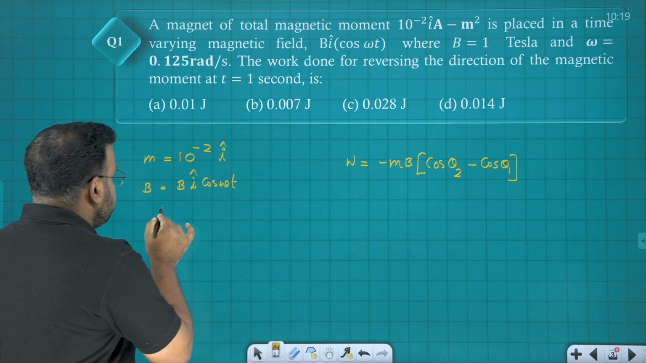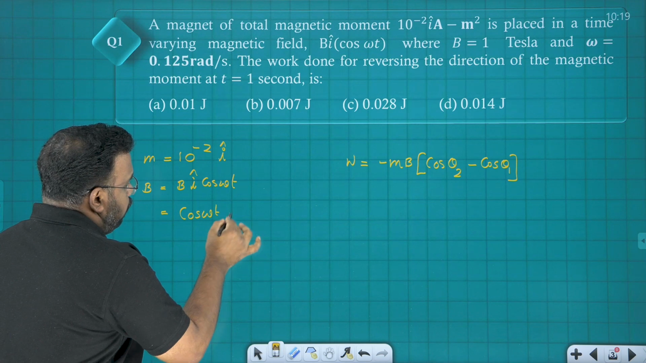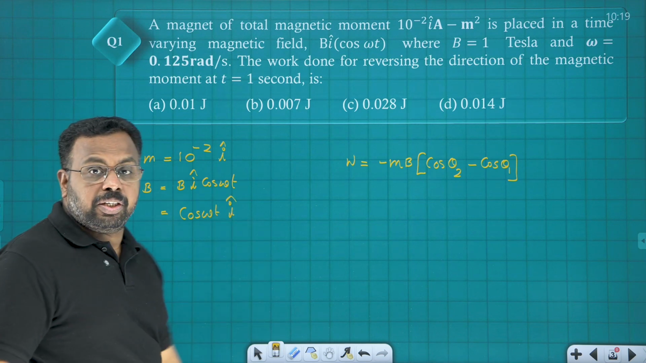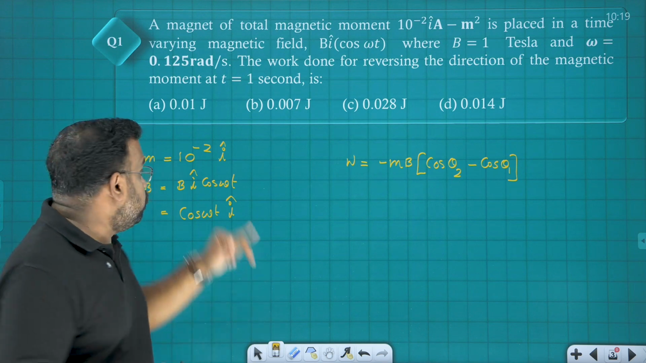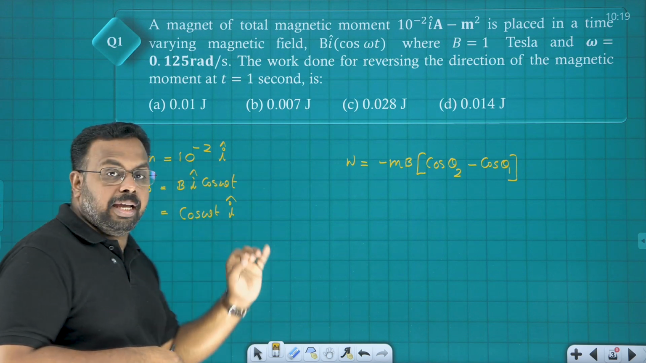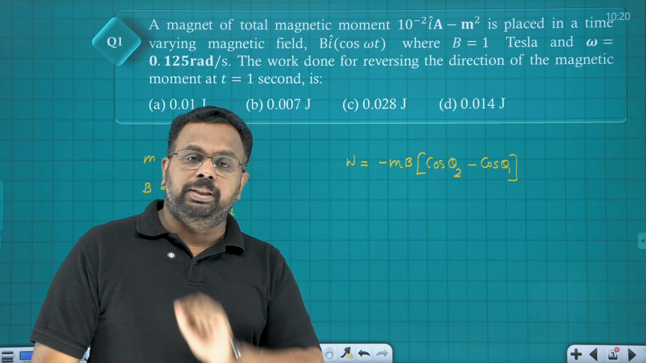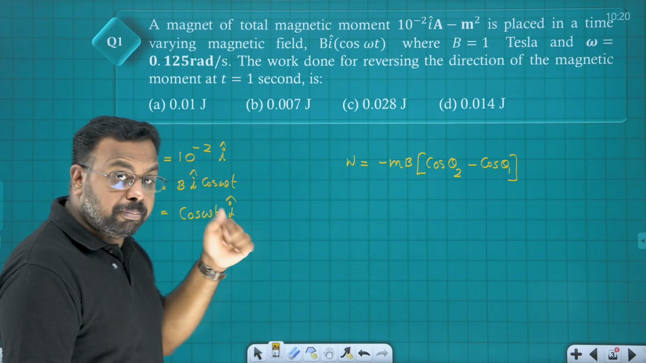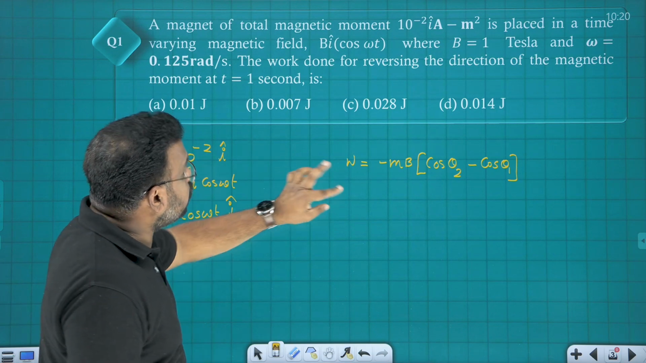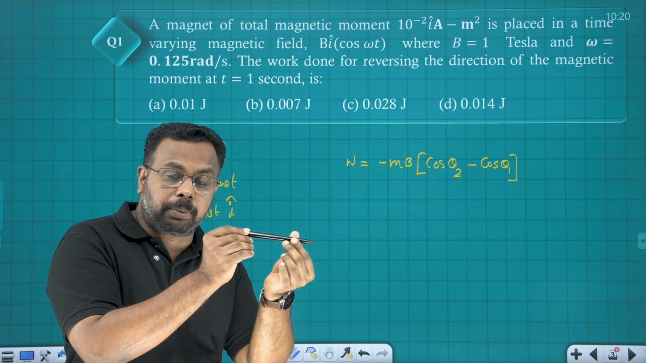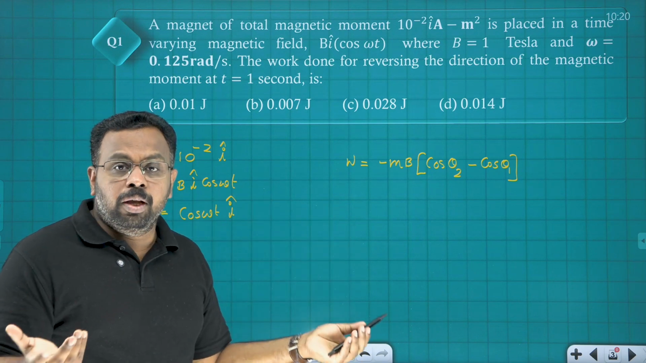So for B, if I substitute, we get cos omega t I cap. This is the magnetic field strength. Here again you can see I cap, so both the magnetic dipole moment and magnetic field are in the same direction. That means theta will be 0 degree. So theta 1 is 0 degree, the initial angle is 0. Then reversing means the dipole will point the opposite way. So what is theta 2? The final angle is 180 degree.